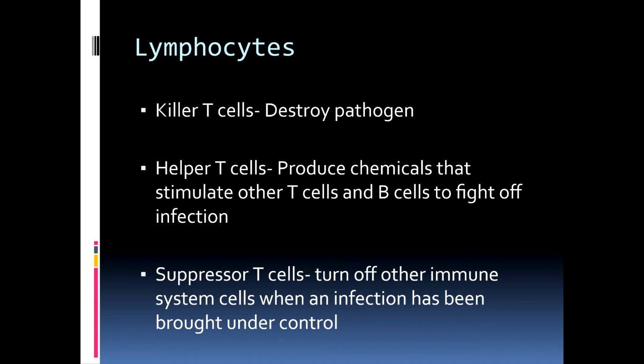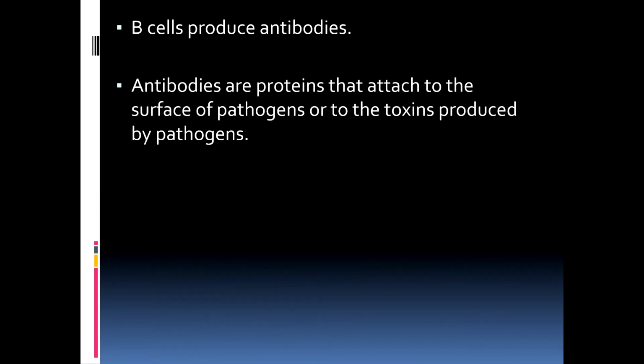We're going to stop. We're going to stay cognizant of other pathogens that may come into play, but we're good for now. The B cells produce antibodies, and antibodies, again, are the proteins that attach to the surface of pathogens, and they mark those pathogens for destruction.